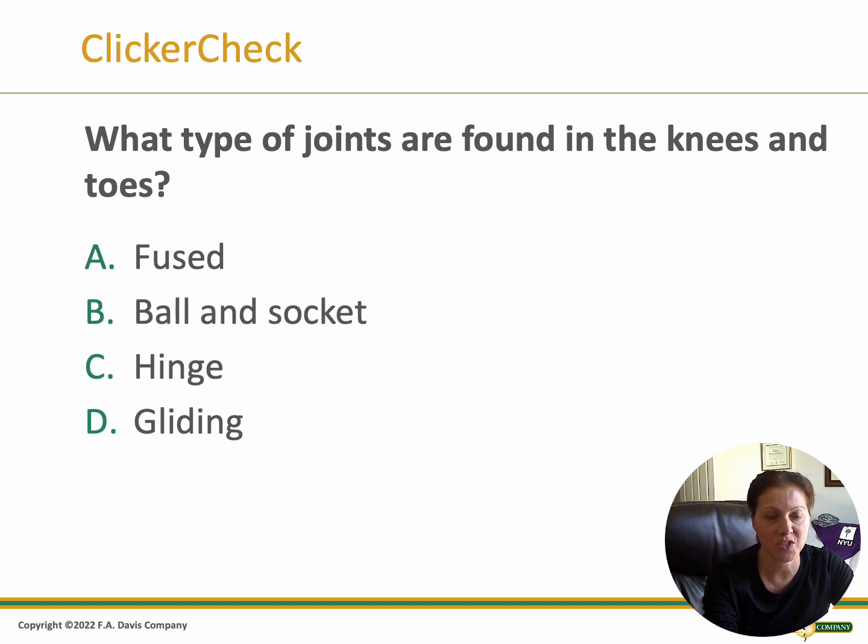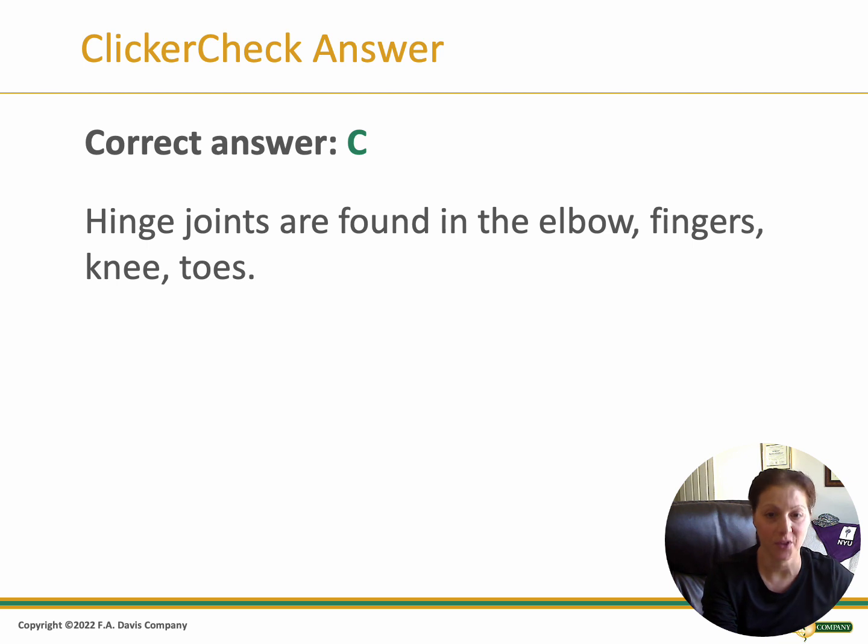So we come up to our first question: what type of joints are found in the knees and toes? I'll give you a second to think about this. If you said hinge joints, you're correct. Remember, hinge joints are those elbows, fingers, toes that open, close, flex, and extend.